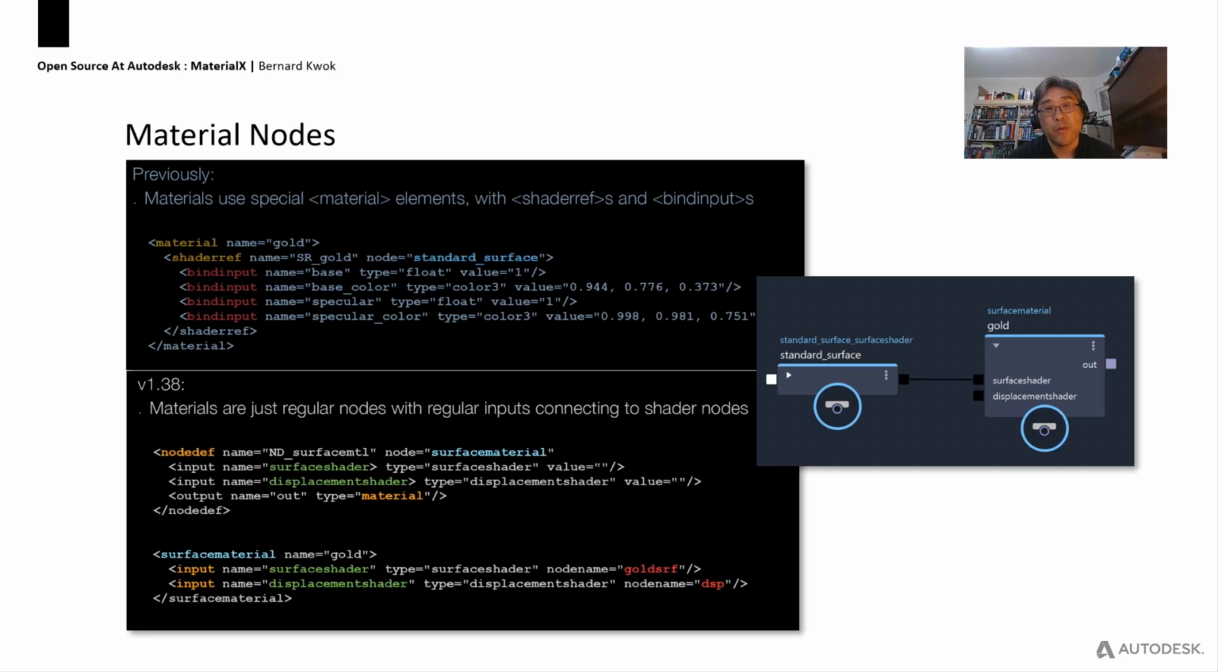For 1.37, materials are specified using special material elements with shader refs and bind inputs. For 1.38, materials are now just regular nodes with regular inputs connecting to shader nodes. The advantages include the ability to use the standard API to connect nodes and inputs and to perform node graph traversal, the removal of special case functions such as getShaderRefs and getBindParams, and the ability to define arbitrary material output nodes.